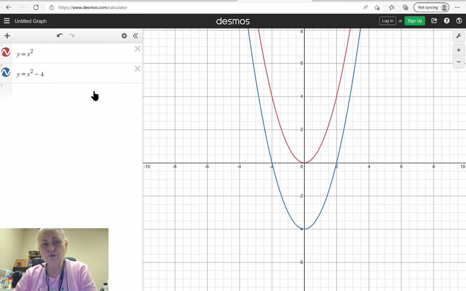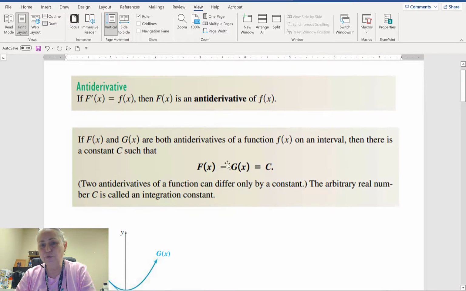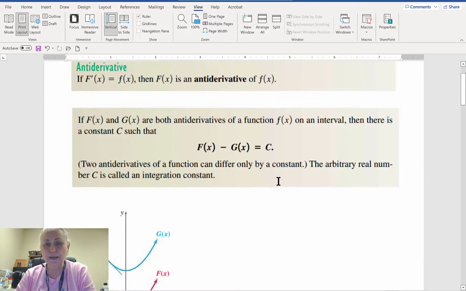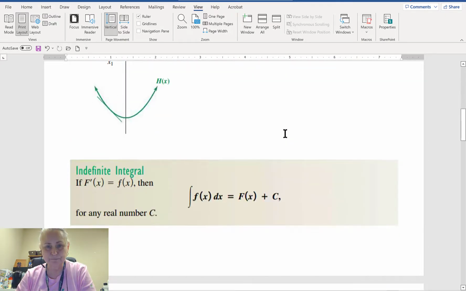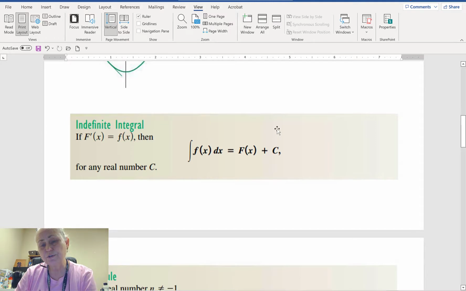So how do you know which one of these functions you were talking about? That is what this rule is all about. They differ only by a constant if the two functions are the same except for the constant. So here's what we do to fix that.